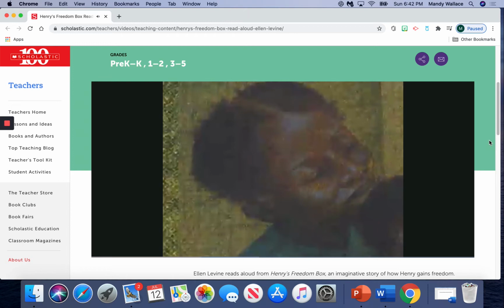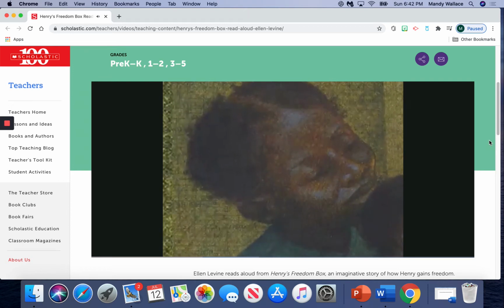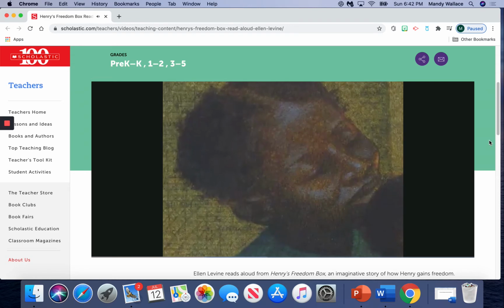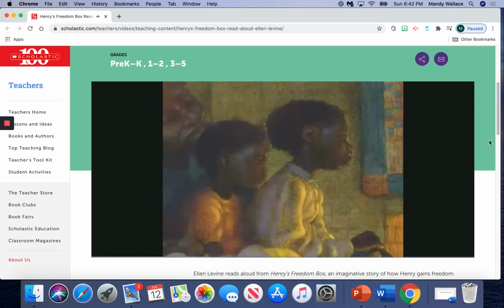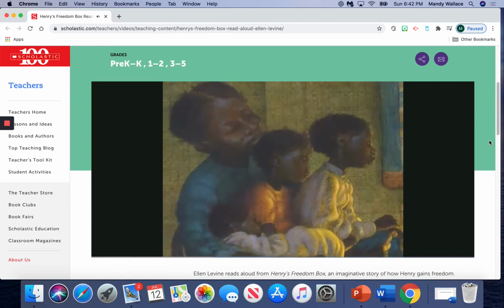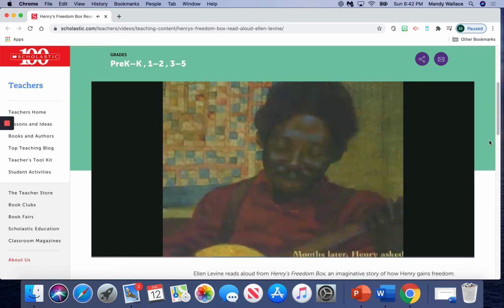Months later, Henry asked Nancy to be his wife. When both their masters agreed, Henry and Nancy were married. Soon there was a little baby, then another and another. Henry knew they were very lucky. They lived together even though they had different masters.